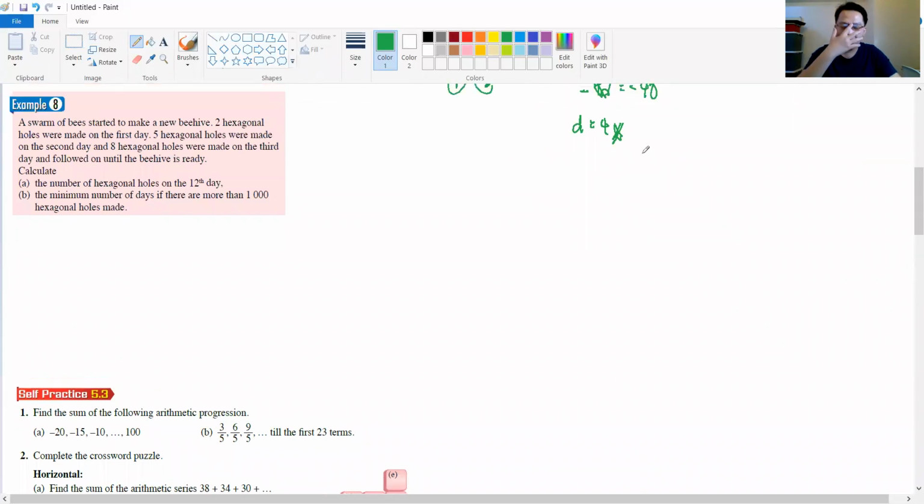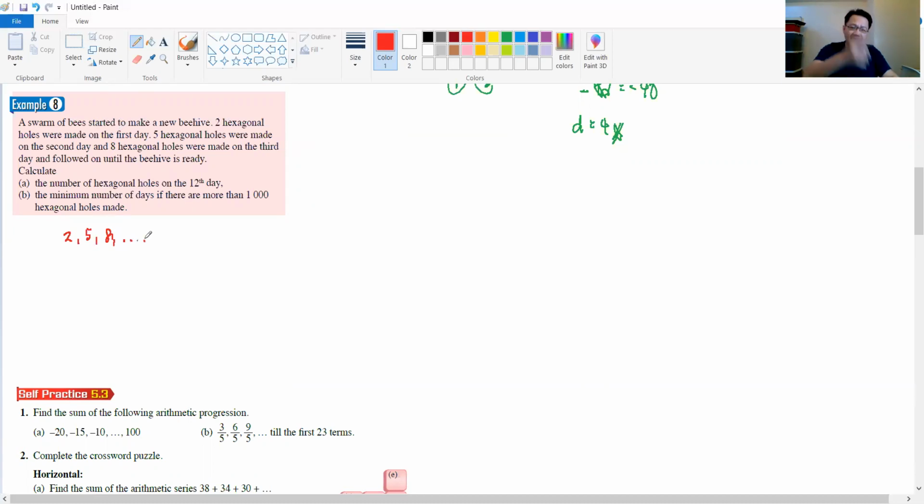Okay, now example 8. For example 8 here, a swarm of bees start to make a new beehive. A new beehive. 2 hexagonal holes were made on the first day, 5 hexagonal holes were made on the following day, and 8 hexagonal holes were made on the following day. So from here we can see the pattern, the sequence. First thing is you write down the sequence: 2, 5, 8, and so on.